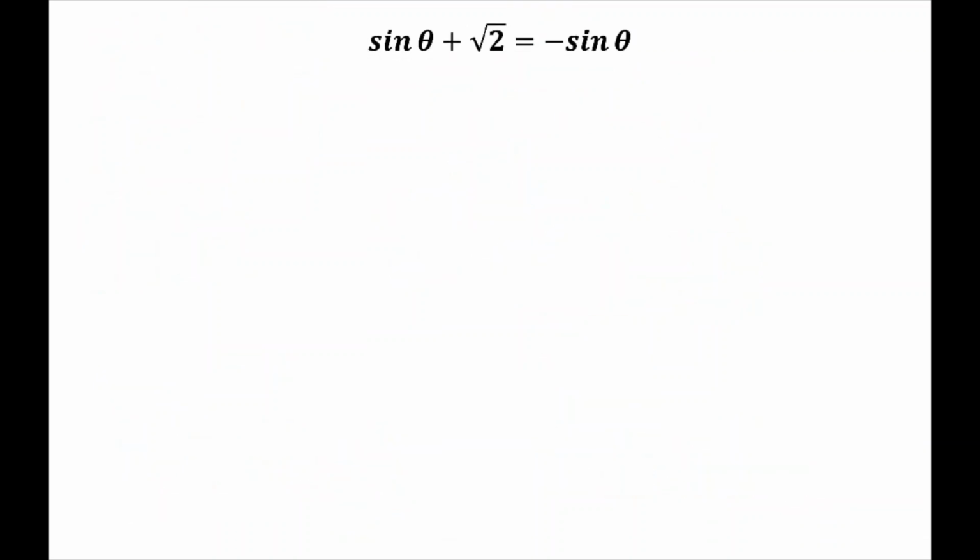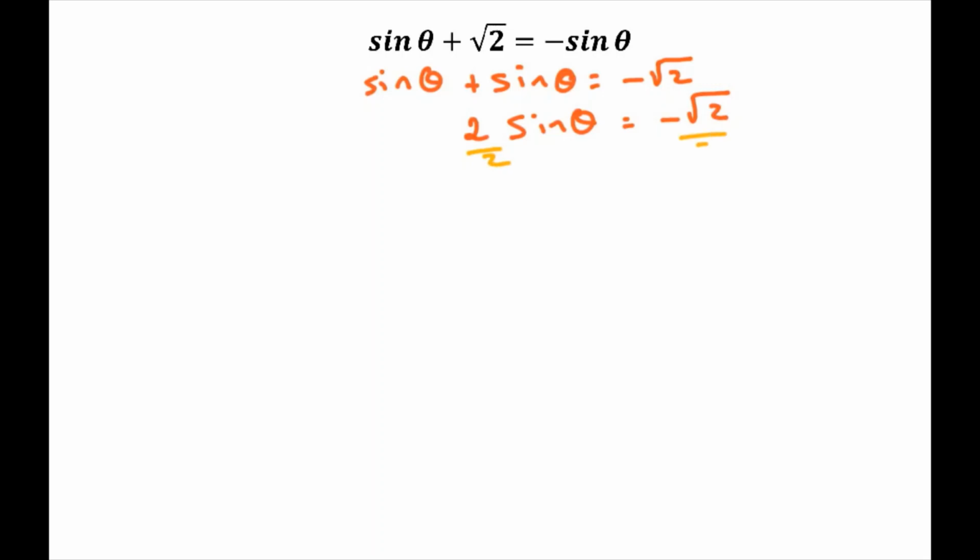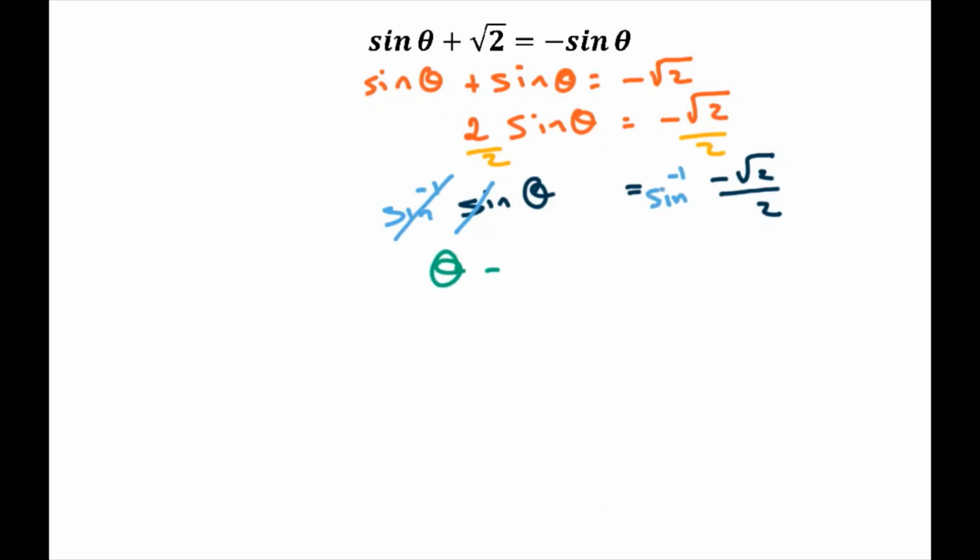Okay, next question here. We are doing the exact same thing again. So I'm going to move the negative sine theta to the other side. So I'm going to have sine theta plus sine theta equal negative square root of 2, divide both sides by 2, sine theta will equal negative square root of 2 over 2. Now you can take sine inverse of both sides. So theta is going to be sine inverse of negative square root of 2 over 2. You can use the calculator to find the answer, and the answer for this will be negative pi over 4.